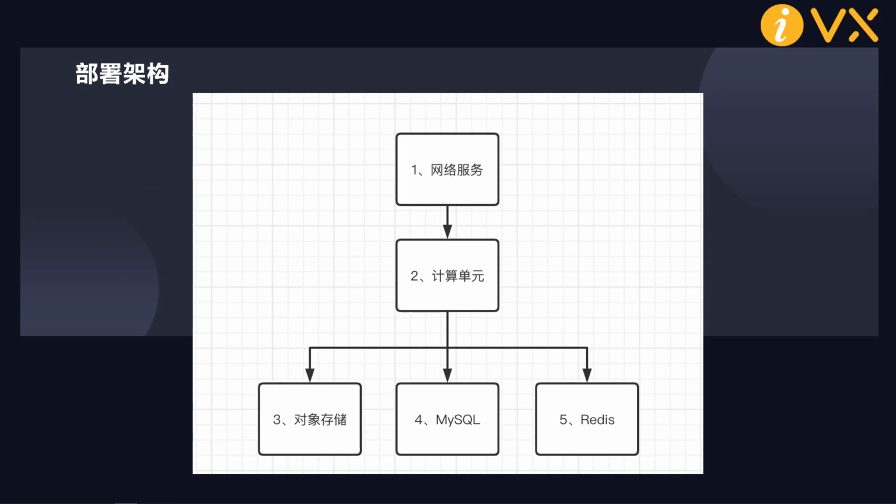Then we will talk about the architecture of deploy. For the architecture of deploy, we need a network service, a cell, and the object storage, MySQL, and Redis it contains. Let's introduce the so-called network service, that is, network service programs such as reverse proxy.